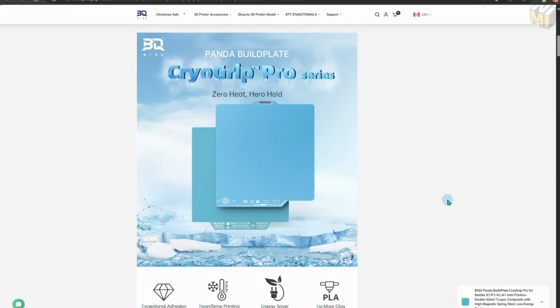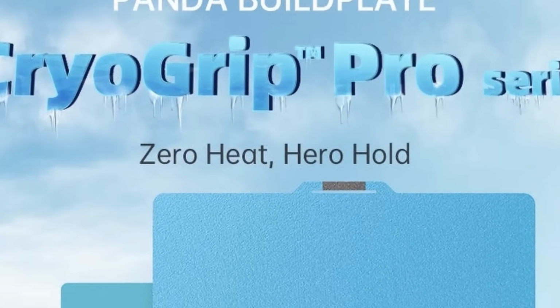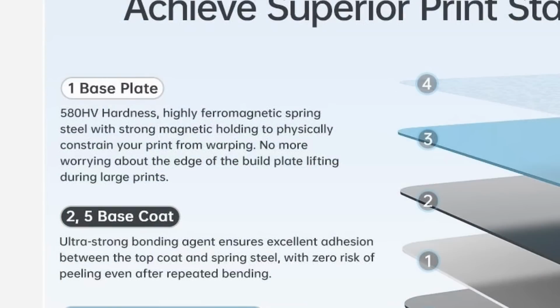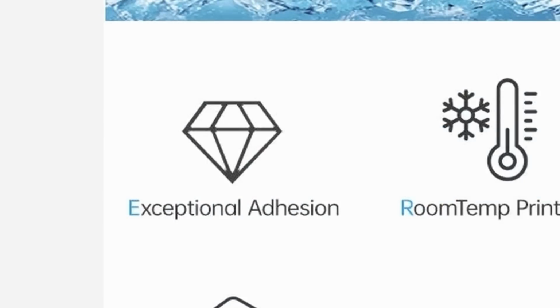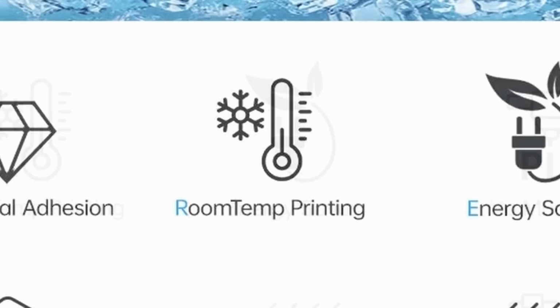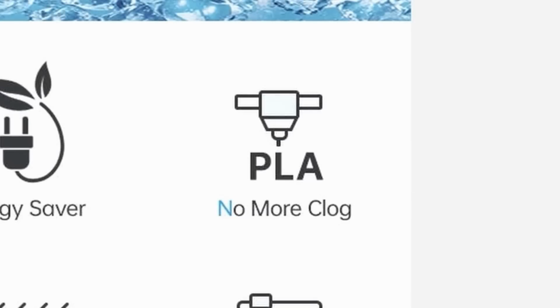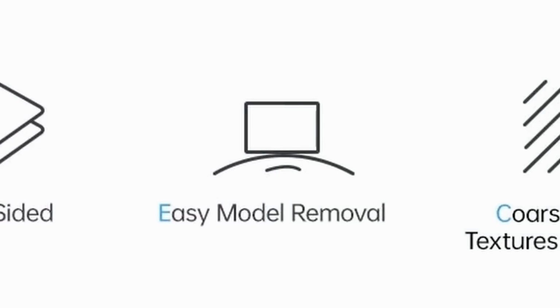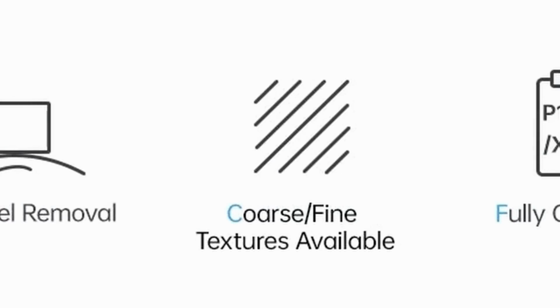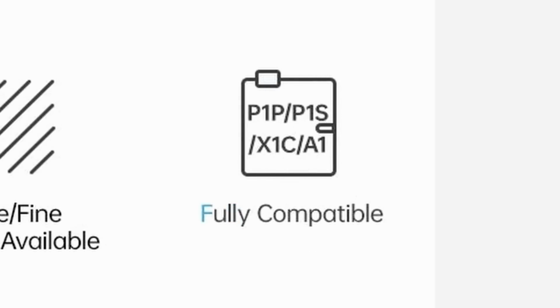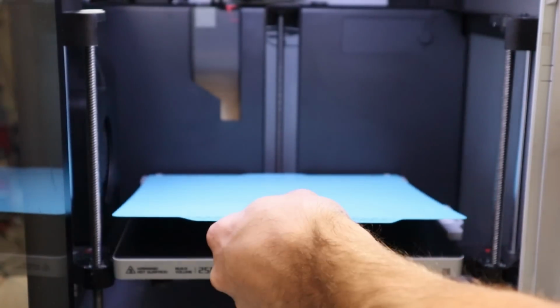Next are the BIQU Frostbite and BIQU Glacier, claiming zero heat with a hero hold with their high magnetic spring steel, exceptional adhesion, room temperature printing, energy savings, no more clogging with PLA, easy print removal, coarse and fine textures, and fully compatible with P1, X1, and A1 printers. For the Frostbite, it's compatible with PLA and PETG only, clean with detergent and water only.